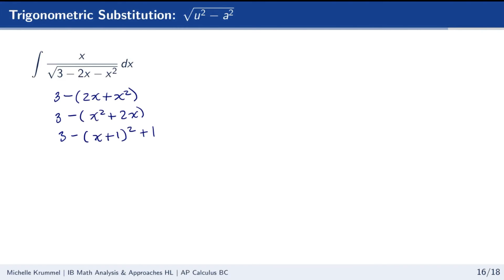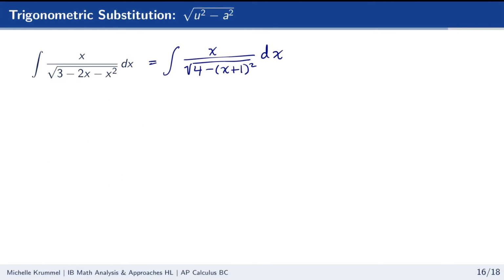Plus 1. So it's 4 minus (x plus 1) squared. That's what we get when we complete the square. This is equal to the integral of x over the square root of 4 minus (x plus 1) squared dx. Now we have something in the form of a squared minus u squared.